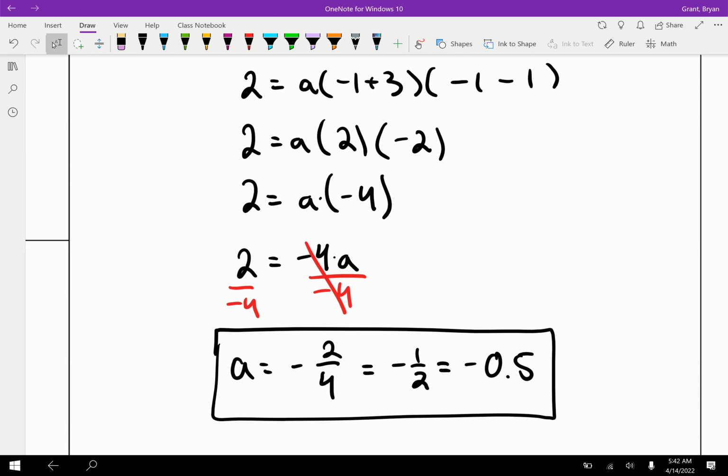And so this will give us negative 5 times 0 plus 1 and 0 minus 3. Okay. And as we go through and do this, we're going to get negative 5 times 1 times negative 3, which is 15.